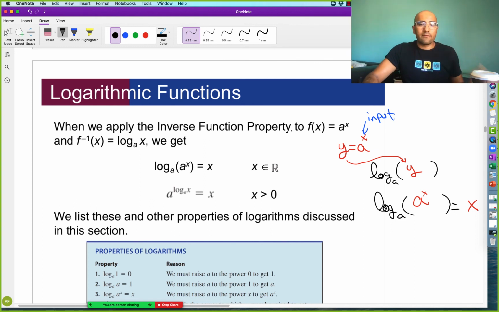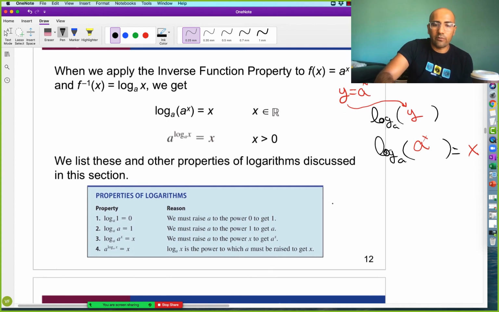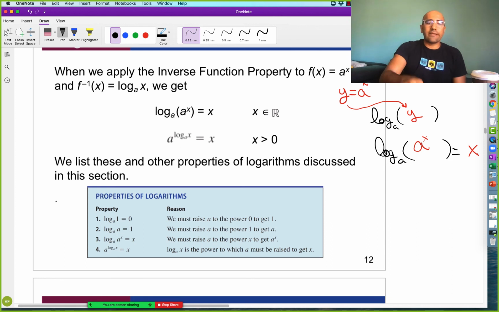They undo each other. The same thing happens in reverse. If we start off by plugging something into our log function, we'll get some output. We plug that into the exponential function, and they undo each other. And so we undo those two functions, and we get back to the number we started with. For that reason, there are some nice properties of logs we have to remember.